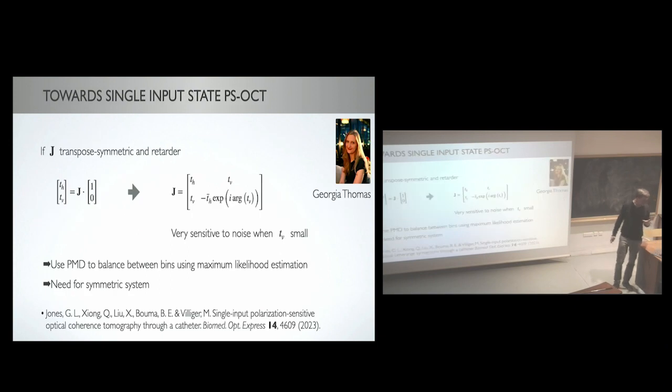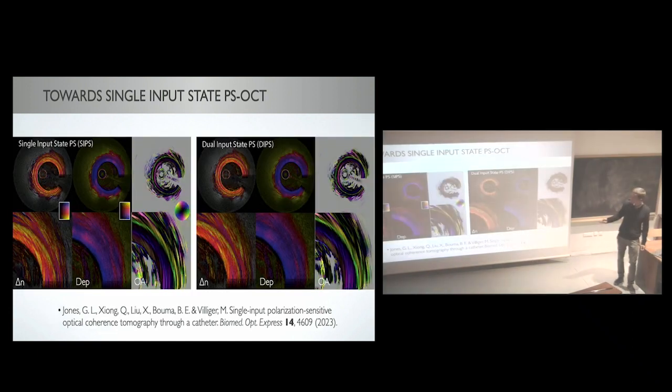Again, that only works by recognizing the intrinsic symmetry that is present in these Jones matrices, which then allowed Georgia in my team here to come up with a reconstruction method that allows us to get the same amount of information using a single input state as we previously got with this actively modulated dual input state system.